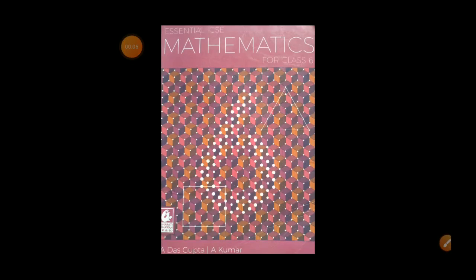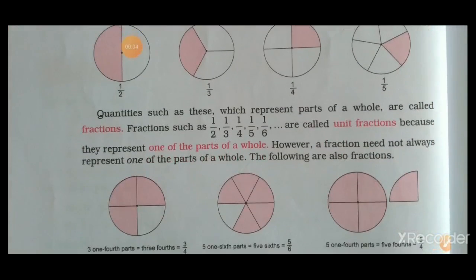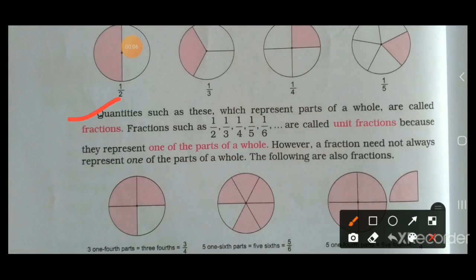Yes students, today I am going to start a new chapter, chapter number 5, fractions. Let's start now. What is a fraction? Quantities such as these which represent parts of a whole are called fractions. Fractions such as 1 upon 2, 1 upon 3, 1 upon 4, 1 upon 5, 1 upon 6 are called unit fractions because they represent one part of a whole.